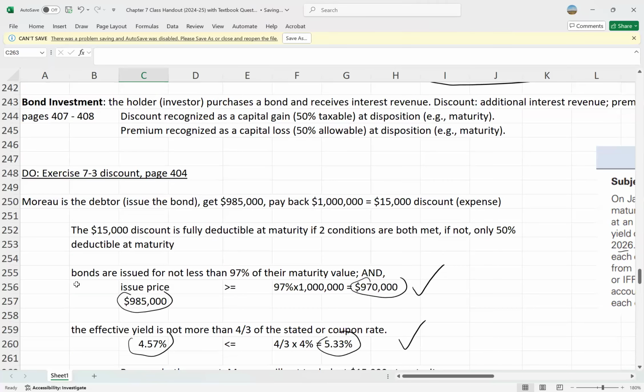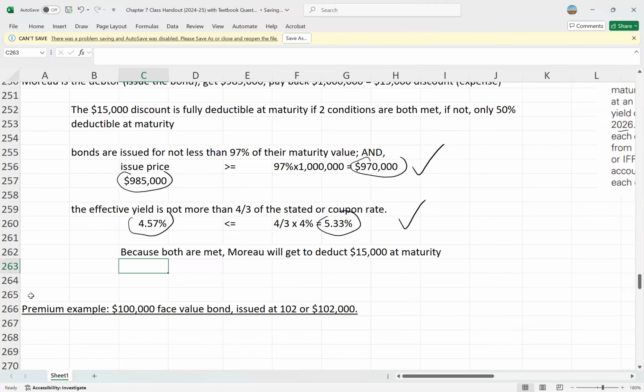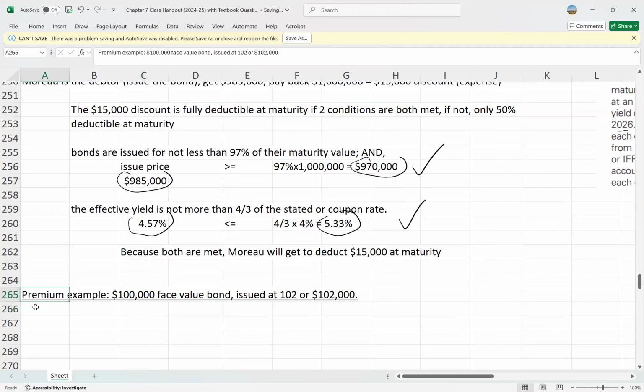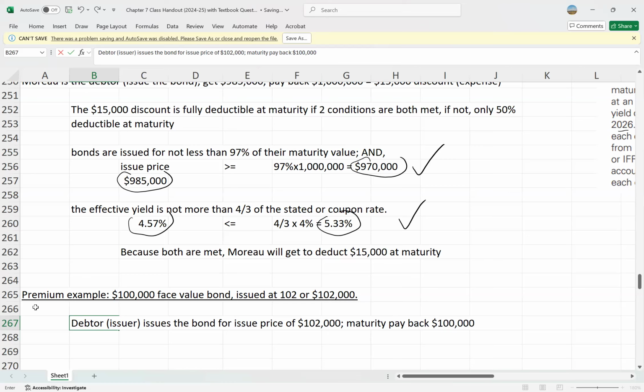Now with a premium, once again, it's a little bit easier. With a premium, it depends whether or not the individual or the person issuing the bond is a money lender or not. So let's go through this premium example here. We have the debtor or the issuer issues the bond for an issue price of 102,000. They pay back 100,000. So we have this $2,000 premium.